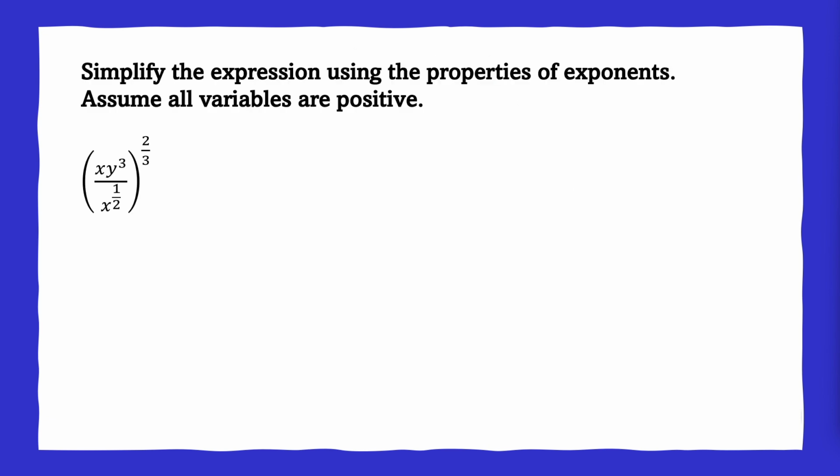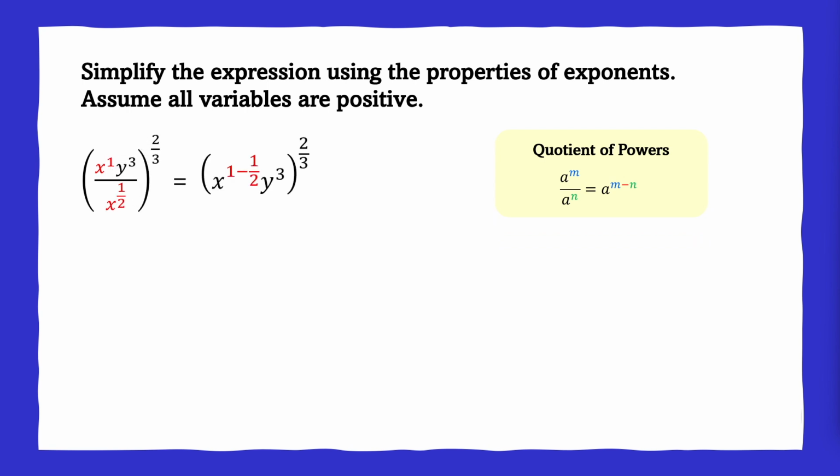Simplify the expression using the properties of exponents. Assume all variables are positive. First, notice that the expression involves powers of the same base, x. When dividing powers with the same base, use the quotient of powers rule, which states that you subtract the exponents. Subtract 1 by 1/2 gives 1/2. So the power of x simplifies to x to the power of 1/2.